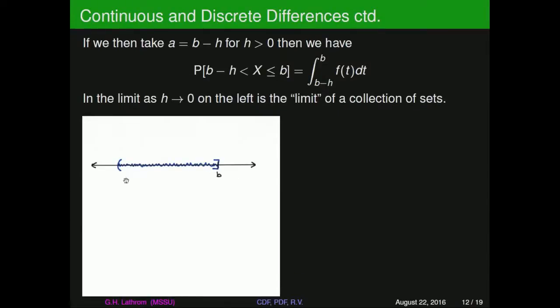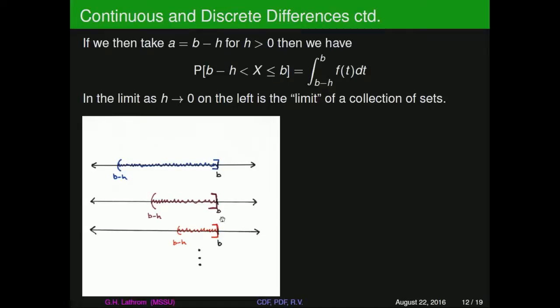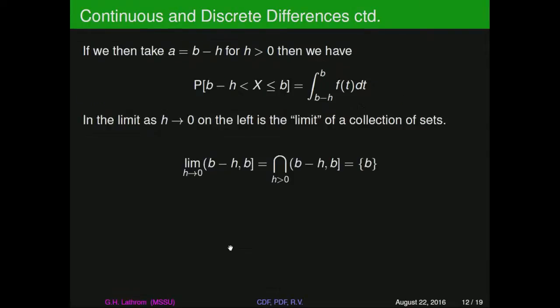Well, if we imagine our first set, this is some value for h over here. As h gets smaller, if h is going to get a little bit smaller, then b minus h is going to be a little bit closer to b. And if we keep those intervals going, you see what happens. This one is shrinking down to there, this one is shrinking down to there, this one is shrinking down to there. And if we just dot, dot, dot and keep that process going, then what might we say is going to be the limit of that set?